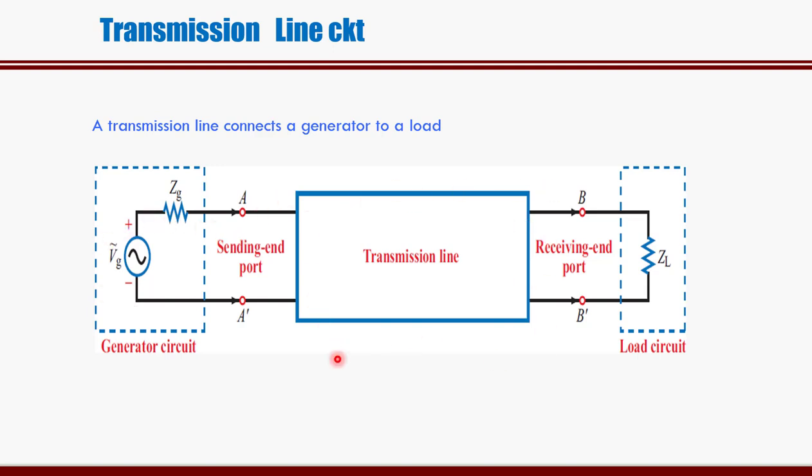So this box gives a transmission line model, and then at the other end of the transmission line we have a receiving end or the load, which is known as ZL. So at the B dash side we give that signal from the transmission line to the load. This side, the left hand side, is known as the sending side and the right hand side is known as the receiving side.